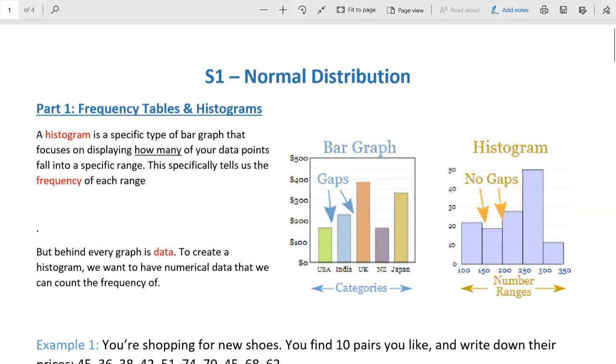Hello and welcome to the first lesson in our statistics unit for Math 20-2. We're going to be looking at the first topic in S1, which is all about normal distribution.